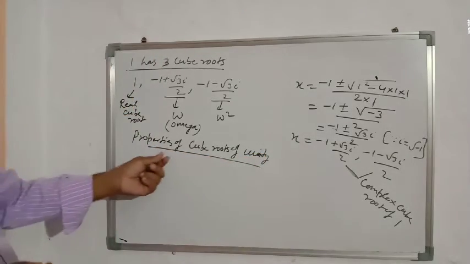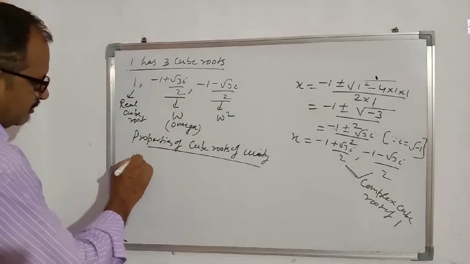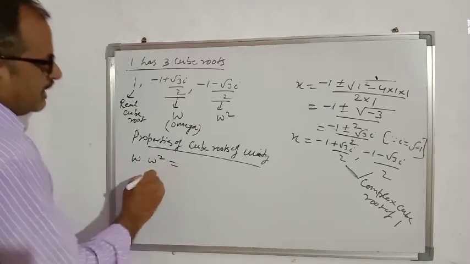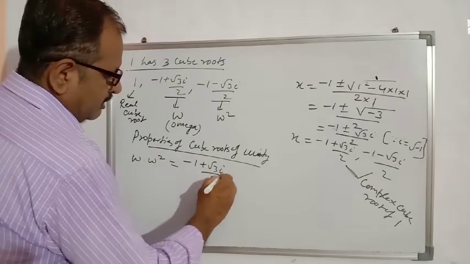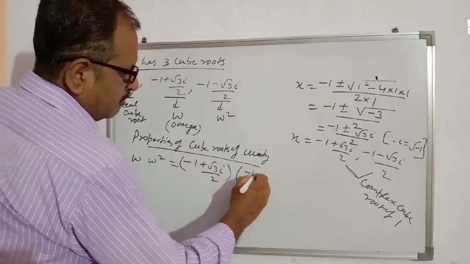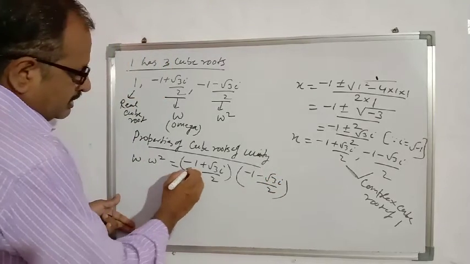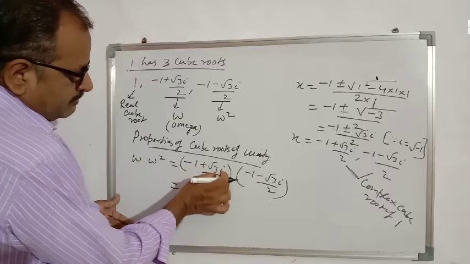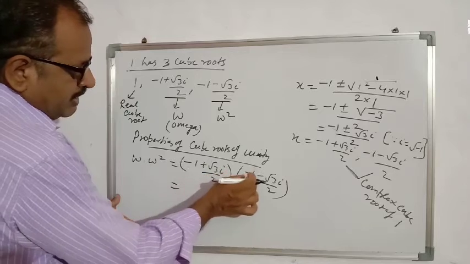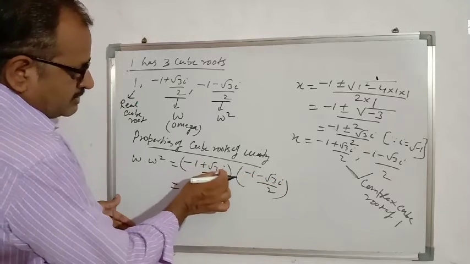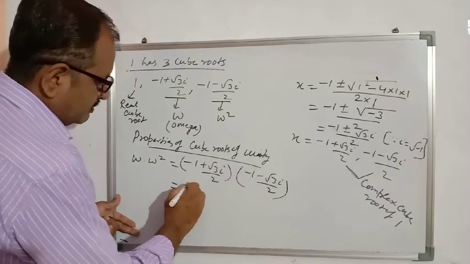So see, what is the property of cube root of unity? If we multiply omega and omega square, we will get (−1 + √3i)/2 into (−1 − √3i)/2. We can take it as a plus b and a minus b, where a is −1 and b is √3i. We know that the product of a plus b and a minus b is a square minus b square.